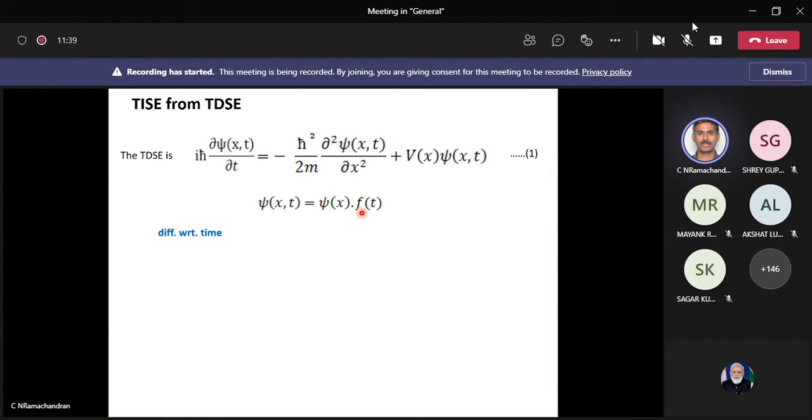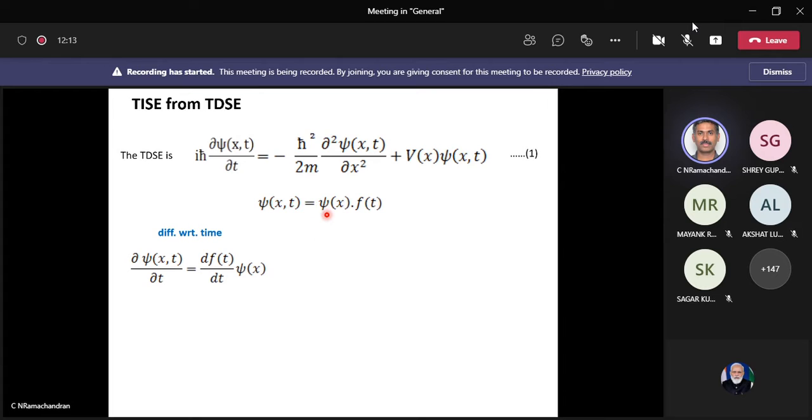This wave function, whatever it is given here, let us differentiate that with respect to time. So I will be doing that differential with respect to time. On the left side, I'm doing d by dt of psi of x,t. You remember that psi of x,t is equal to psi of x into f of t. So I will have d by dt of psi of x into f of t.